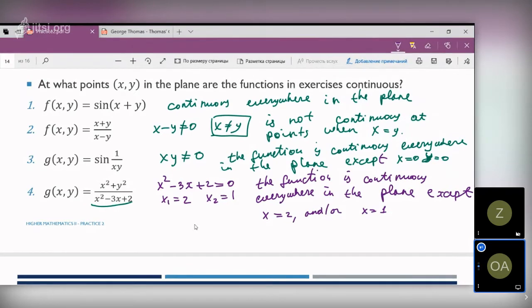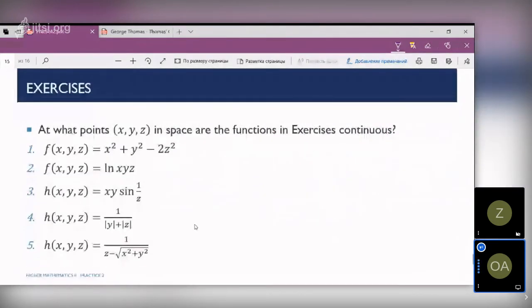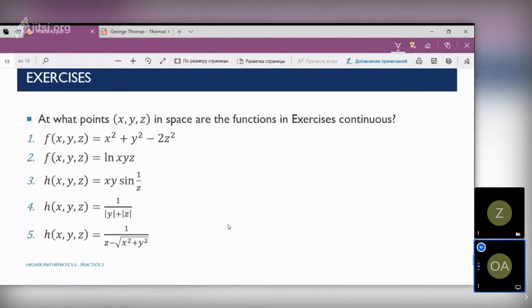Okay, move further. At what points x, y, z are functions in exercises continuous? It says in space because now we have three variables x, y, and z. It was plane when we had two variables x and y, and it was number line when we had just one variable, which was x. The first function. What do you think about this one, Zakir Khan?